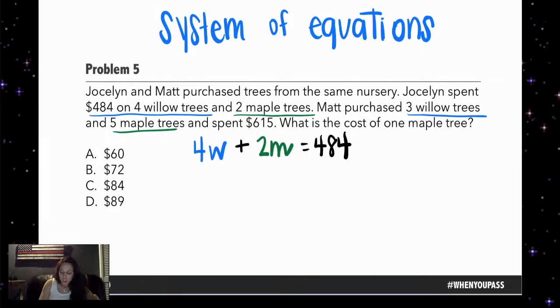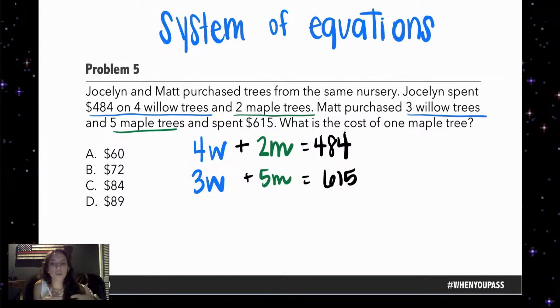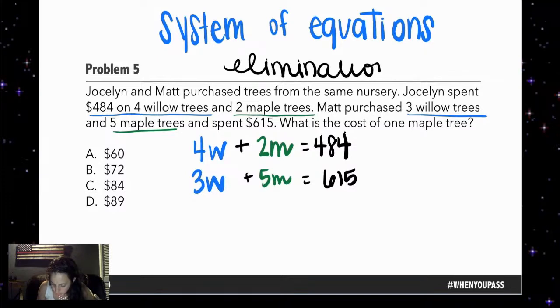So now I need to see what Matt purchased. Matt purchased 3 willow trees and 5 maple trees and spent $615. Now, last week when I solved a system of equations, there was a question on why I multiplied one over the other. It does not matter which one you multiply by what. What you're trying to accomplish in this situation is getting a variable to eliminate. I'm using the elimination method. Could you use substitution? You could. It would just be a really lot extra work for this problem, the way it's set up.